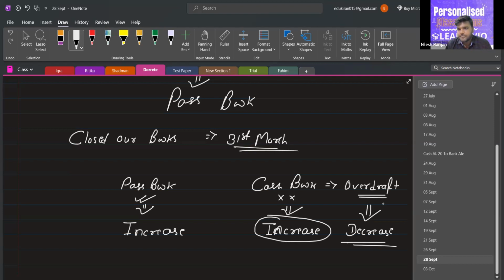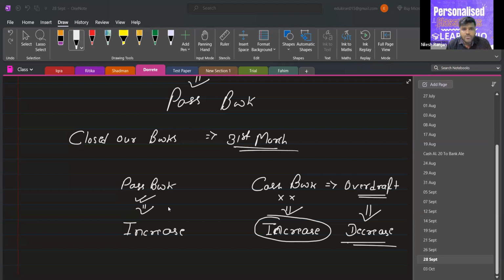So we can't decrease passbook? No, because the balance we are using is cash book. So we have to do everything in cash book only. We have to make it equal. You can see in the first line, cash book balance is given.